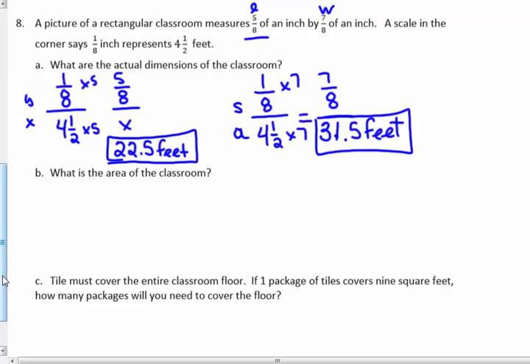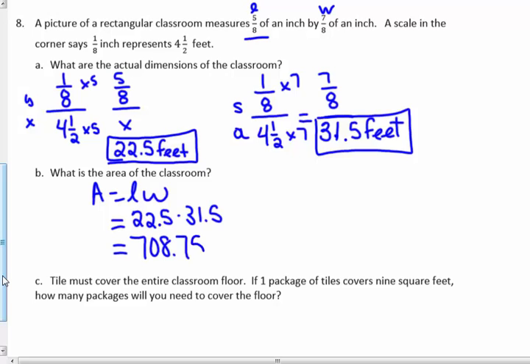What is the area of the classroom? Oh, it's a rectangle. Area equals length times width. Hopefully you remember that. Length is 22.5, and it doesn't matter if I call the length 31.5. I could switch these because of the commutative property: 22.5 times 31.5 is the same thing as 31.5 times 22.5. And I would get 708 and 75/100 feet squared. How many of you remembered that?